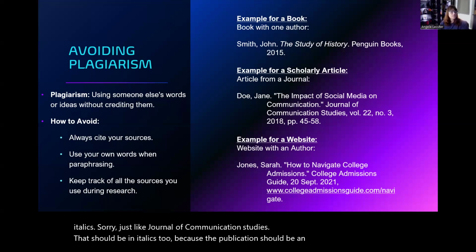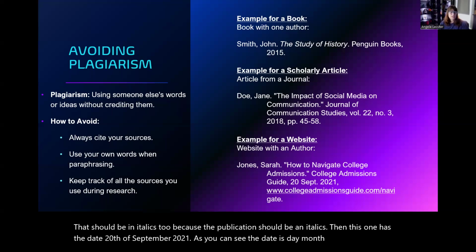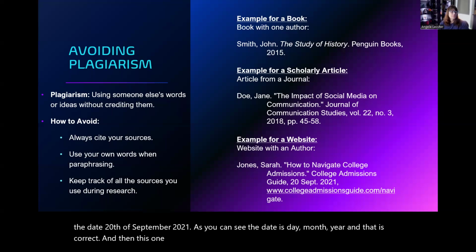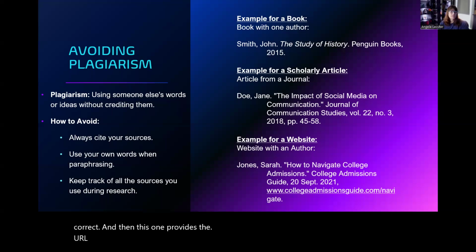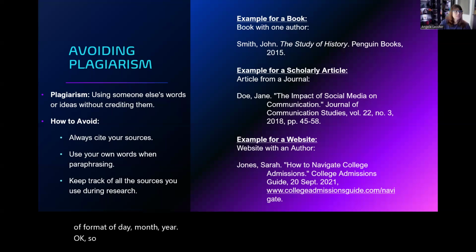Then this one has the date, 20th of September 2021. As you can see, the date is day, month, year, and that is correct. And then this one provides the URL. So it should have an access date on there too, the day you accessed it, in the same kind of format of day, month, year. Okay, so I'm glad I showed you some examples.